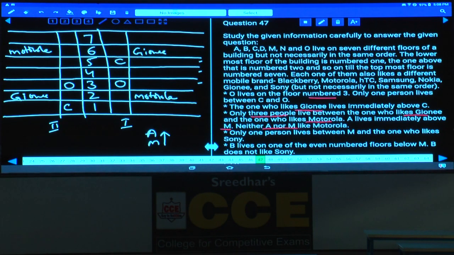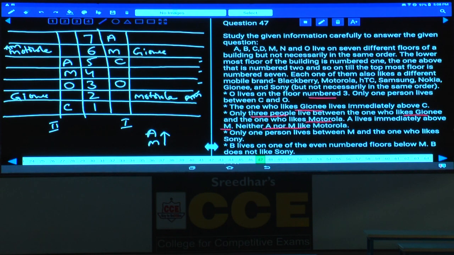Neither A nor M likes Motorola. As neither A nor M likes Motorola, A and M cannot be on the 2nd floor. As A and M cannot be on the 2nd floor, what is the only possibility here? A and M must be on the 7th and the 6th floors respectively. And again coming to this one, A and M cannot be on the 6th floor. Then what is the only possibility for A and M? A is on the 5th floor, M must be on the 4th floor. Clear now? Now this is about A and M.